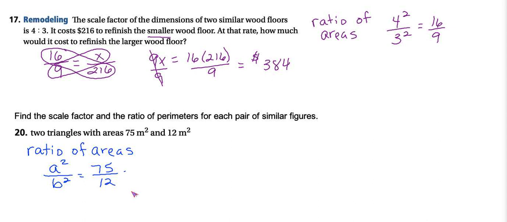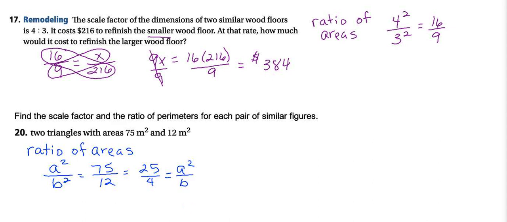Oh, but wait a minute. Not in simplest form. You can put that in your graphing calculator if you want, and it'll simplify for you. But I know that I can reduce this by a factor of 3. 3 goes into 75 25 times, and 3 goes into 12 4 times. So a squared over b squared is 25 to 4. I'll come back and write it there.